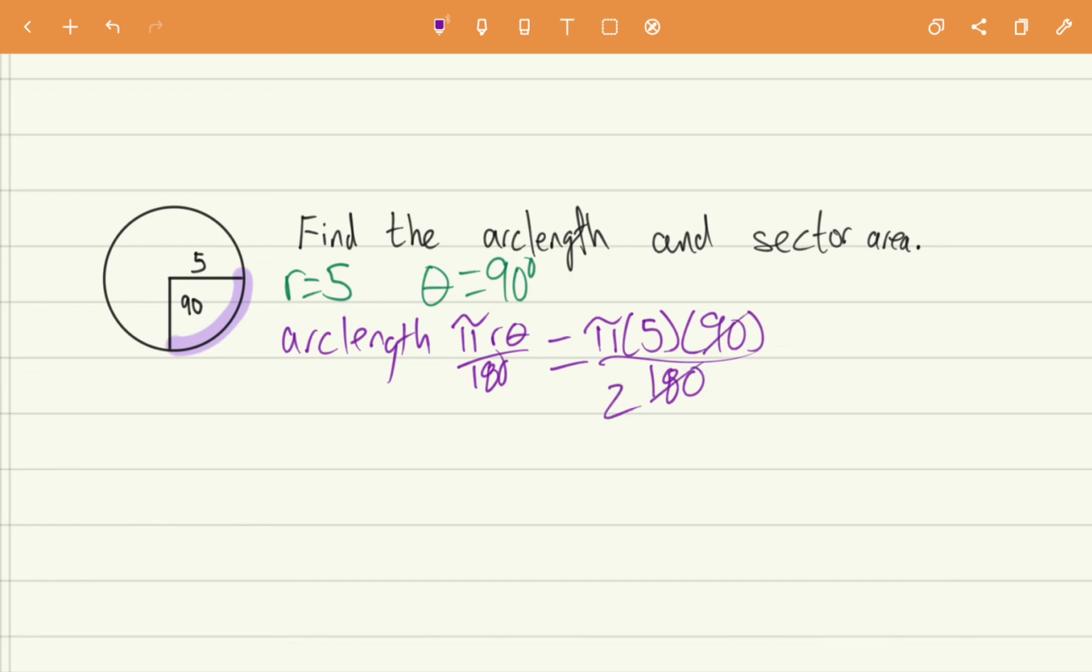90 and 180 cancel out, leaving us with just 2 on the bottom. So we get pi times 5/2, and I'm going to just rewrite that to be 5/2 pi. And we are done. You don't have to simplify it any further than this.